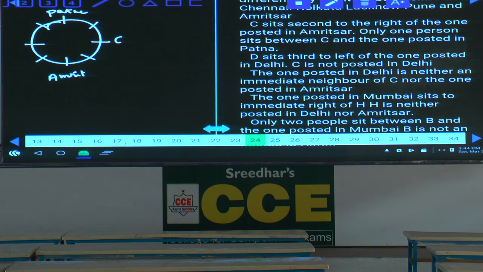D sits to the immediate left of the one who is posted in Delhi. Now D is to the immediate left of the one who is posted in Delhi, isn't it? C is not posted in Delhi. Now C, Delhi is ruled out.